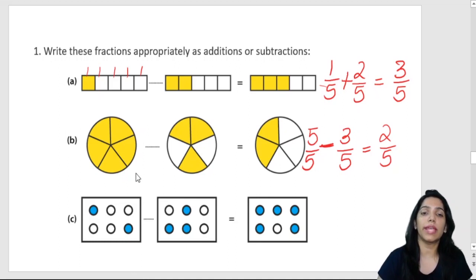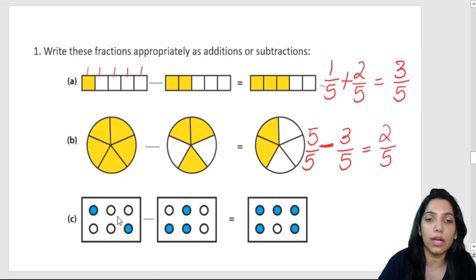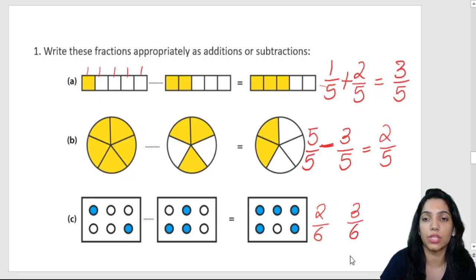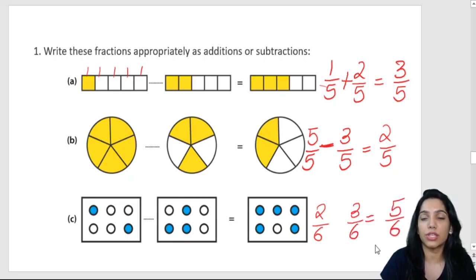Moving on to the next one. How many dots do you see are colored out of the 6? It's 2 out of 6, right? And in the second image, we have got 3 out of 6 shaded. How many do you see in the third image? 5 out of 6 shaded. So what is the sign in between? It's a plus sign, right?